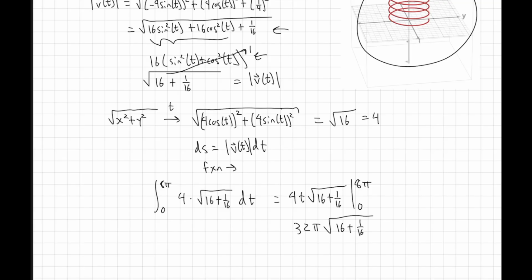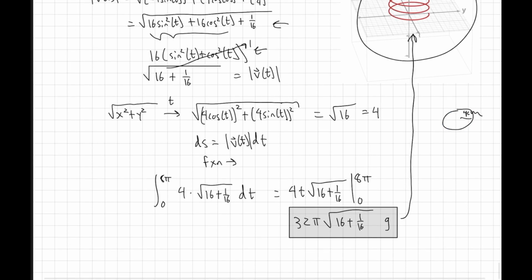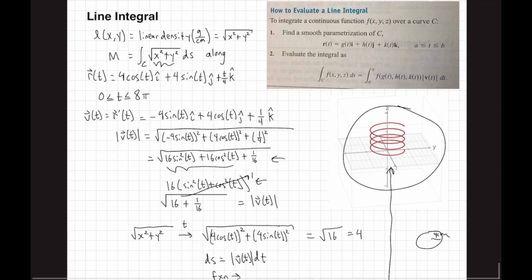And the units here are going to be grams because we integrated a linear density of grams per centimeter over the whole entire length in centimeters to get grams. So here's the weight of the slinky, and pretty much the slinky had a radius of 4 centimeters. So yeah, that's what we have for the weight of the slinky.